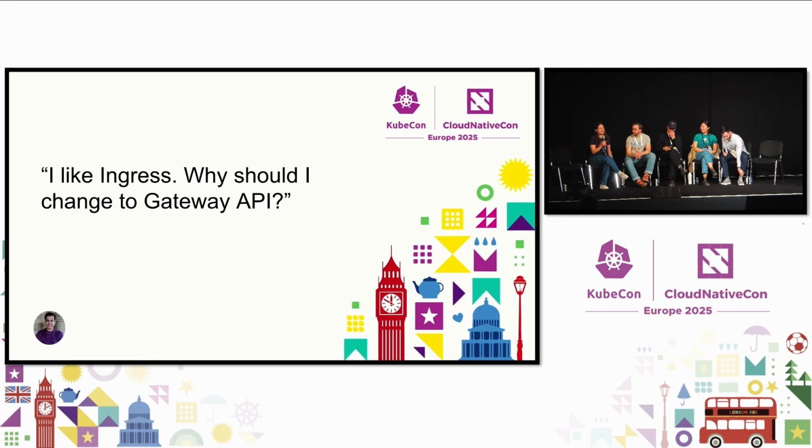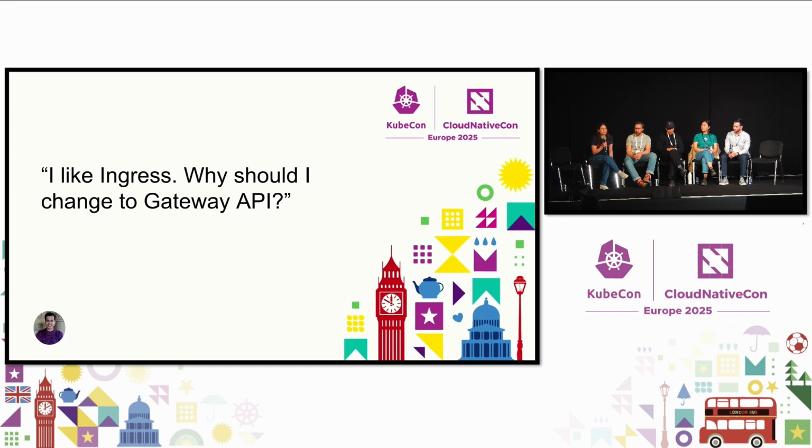Something I hear a lot about the Ingress API when compared to Gateway is that it's simple. And I definitely agree with that. It is a simple API. It's easy to use. But when you need more advanced routing capabilities like traffic splitting or request mirroring, header manipulation, those types of things, that's when Ingress starts to fall short. And you reach for annotations, right? And annotations are also simple.